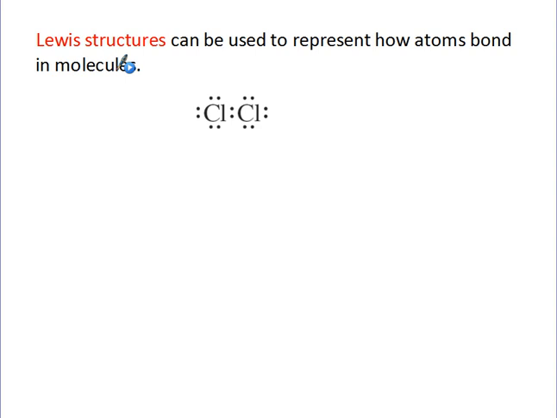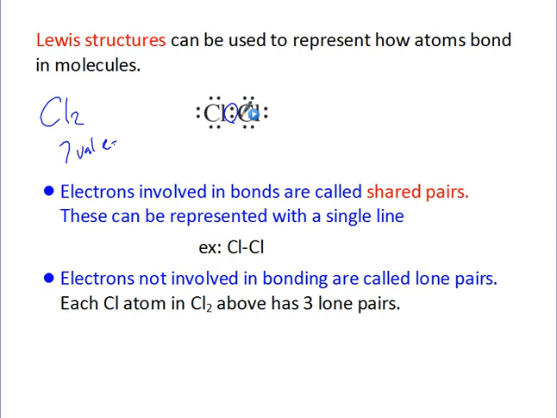So chlorine is a Cl2 molecule. So how does chlorine bond? What do we know about chlorine? We know that chlorine has 7 valence electrons. So when you put those 2 chlorine atoms together, what do we see happening? We see that those valence electrons are being shared. And this overlap allows chlorine to have 8 electrons around each chlorine atom.